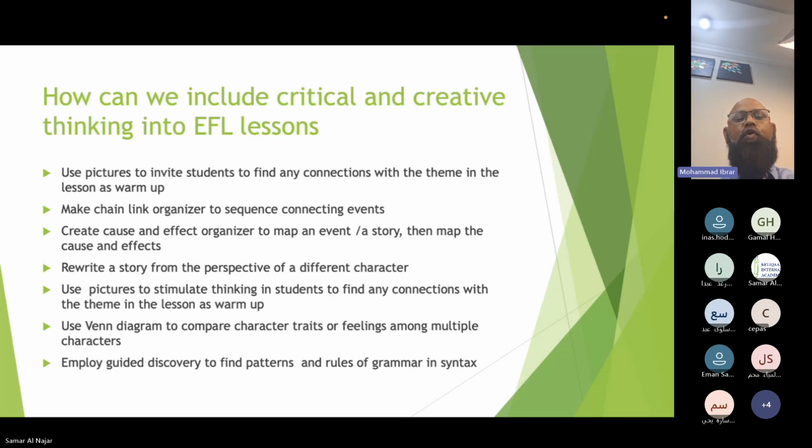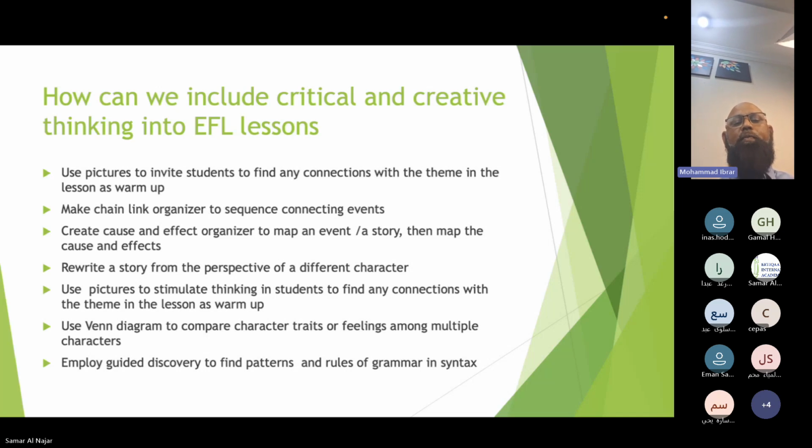Now, rewrite a story from the perspective of a different character. Suppose in a story there are different characters. Maybe you give different roles to students, and each one interprets the story according to the character that he is playing. Use pictures to stimulate thinking in a student to find any connection with the theme in the lesson as well. I think we have already talked about this.